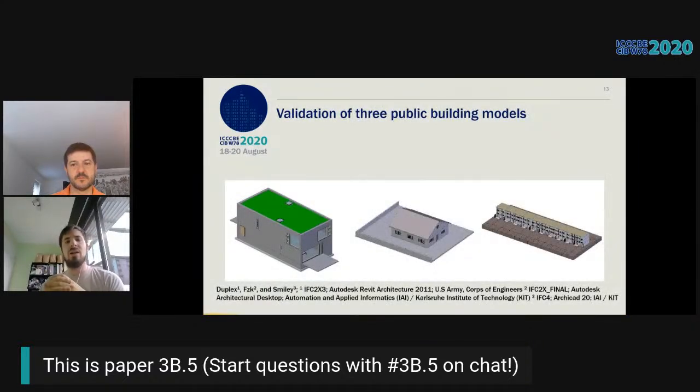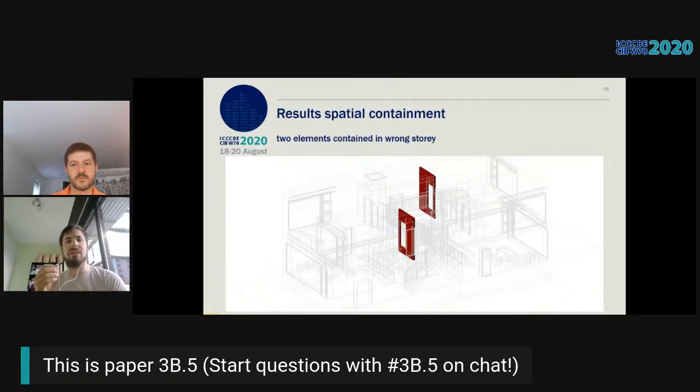Now, we ran our tests on three publicly available, well-known building models: the duplex model, one version of the FZK house, and a Smiley model. These are all architectural submodels, not overly complex, so keep that in mind.